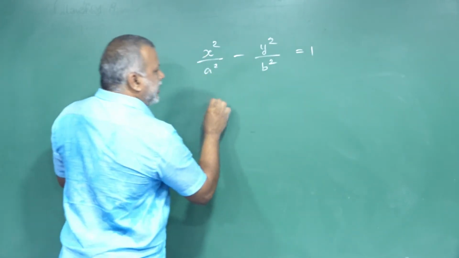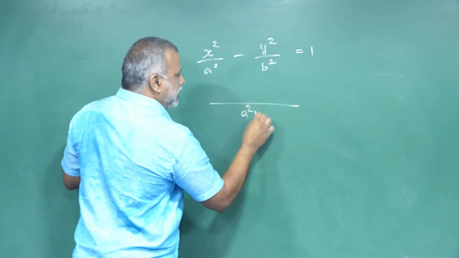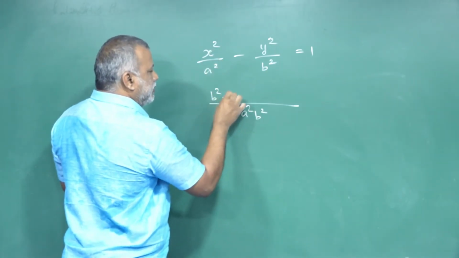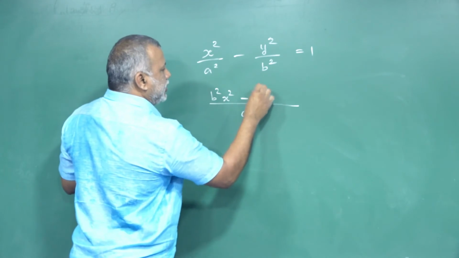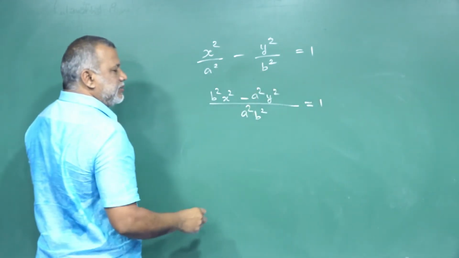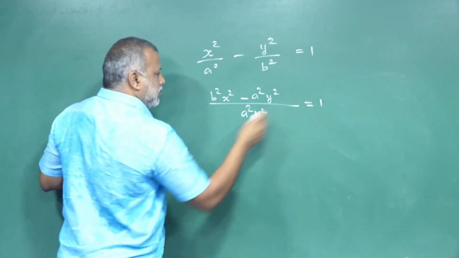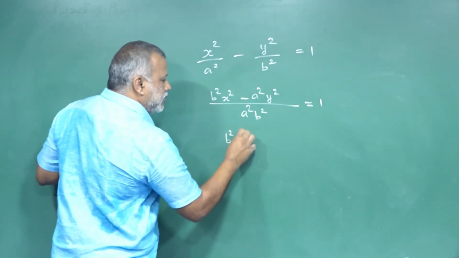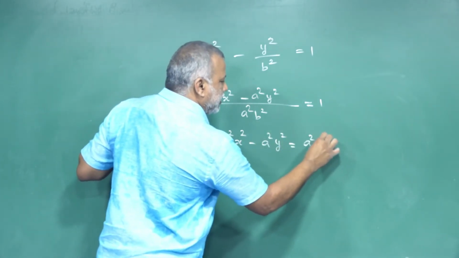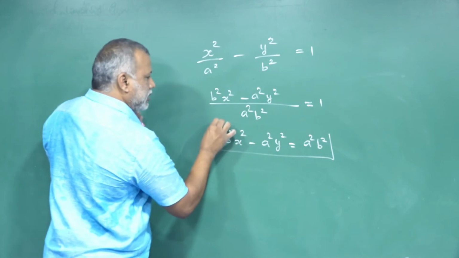It can be simplified like this. Take the LCM. A squared b squared is the LCM. Now we can get b squared x squared minus a squared y squared equal to 1. So if you are taking the LCM, we can get the equation like this. Then cross multiplying, b squared x squared minus a squared y squared is equal to a squared b squared.